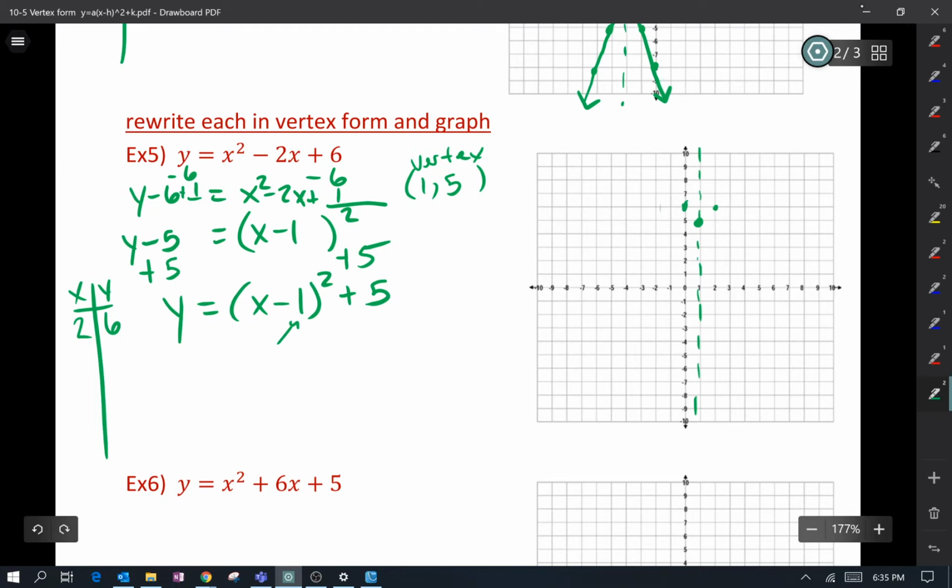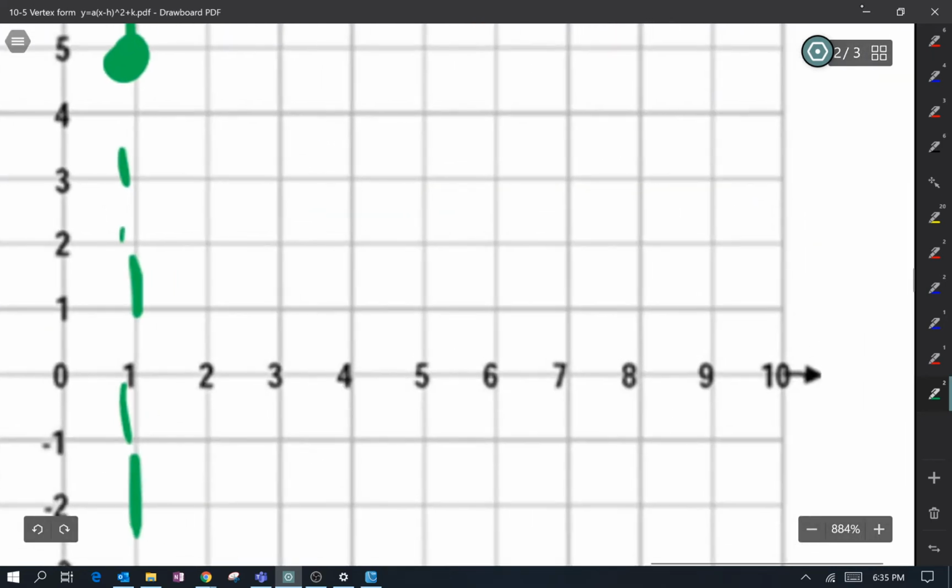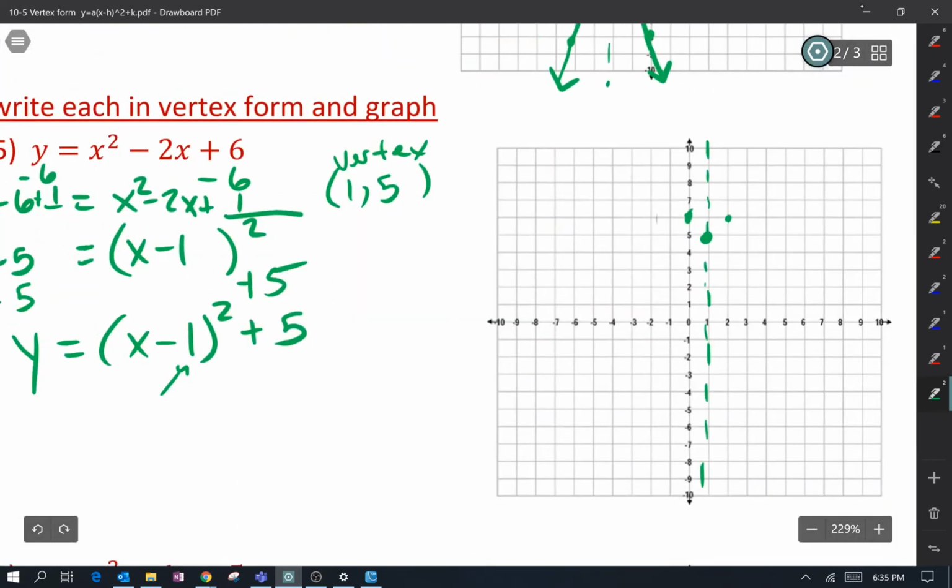So I'm going to try 3. 3 minus 1 is 2. 2 squared is 4. 4 plus 5 is 9. So 3, 9. So put 3, 9 on the graph. It's here. Reflect it. It's here. So there's my graph.